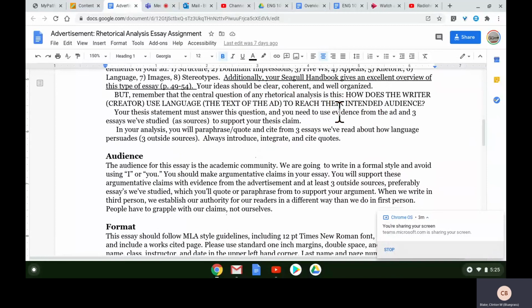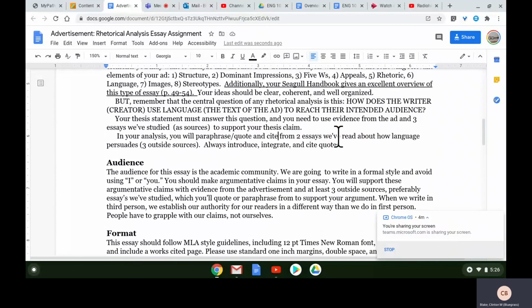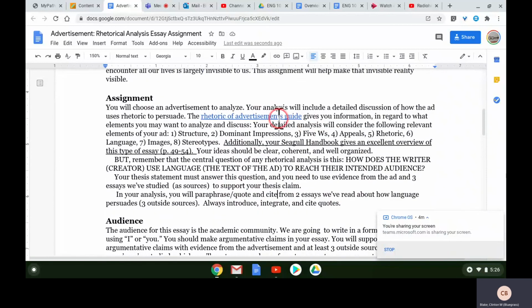And we talked about this, but this is worth repeating. In your analysis, remember to paraphrase, quote, and cite from, and again, this is going to be 2 essays that we've studied, and you'll choose from 2, although we've read 3, and you want to make sure that there's 3 sources there, but remember, one of them can be your advertisement. Always introduce, integrate, and cite your quotes. That's really important. Okay, you'll follow MLA format like normal.